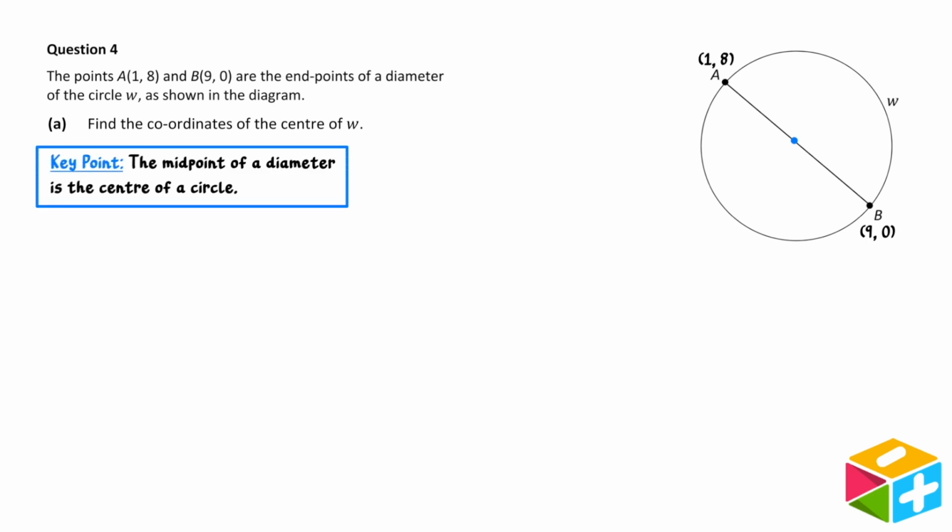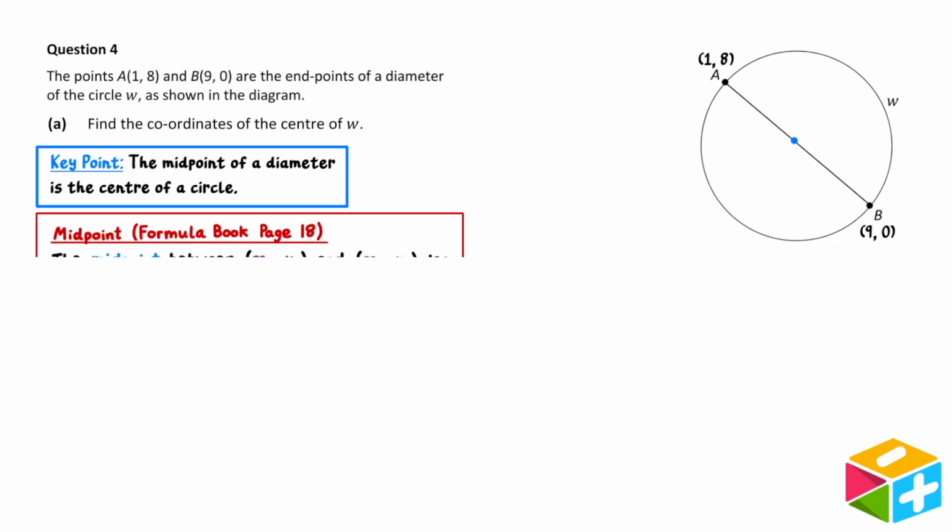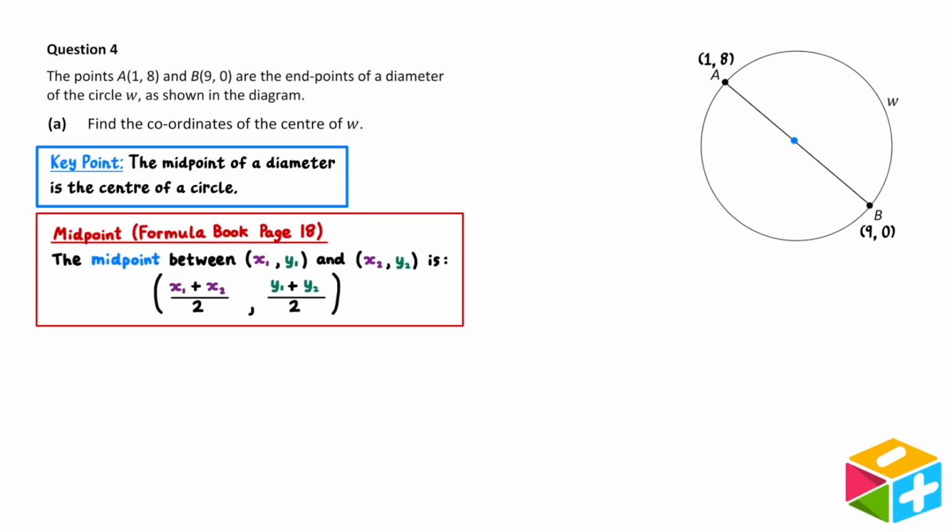The key to solving this question is the fact that the midpoint of a diameter is the centre of a circle. The midpoint formula on page 18 of the formula book will help here. It states that the midpoint between (x1, y1) and (x2, y2) is ((x1 + x2)/2, (y1 + y2)/2).